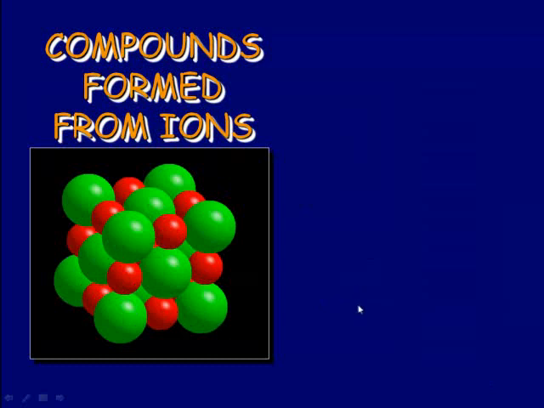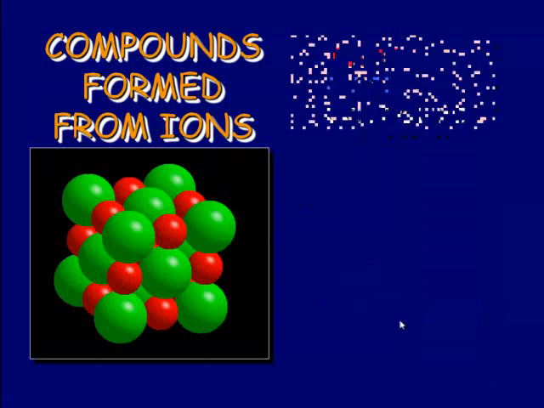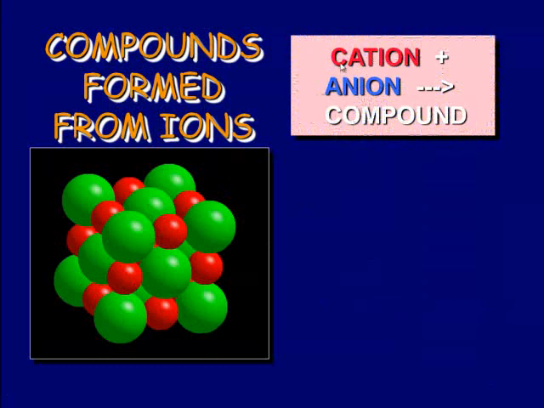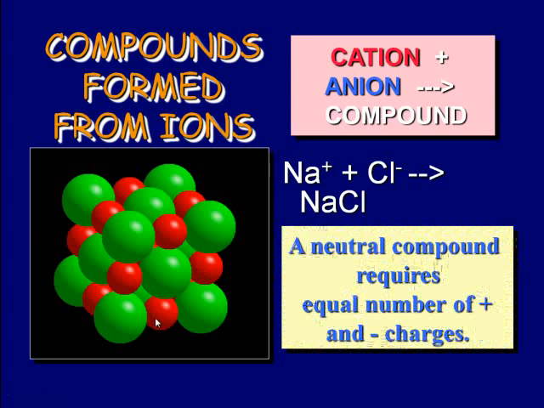Alright, now we're going to talk about naming ionic compounds. And ionic compounds are formed from ions, as the name suggests. A cation, which is a positive ion, with an anion makes an ionic compound. So for instance, a cation, a positive ion, would be sodium, a negative ion would be chloride, and when they form a compound, they're going to make sodium chloride. An ionic compound is a neutral compound that requires equal numbers of plus and minus charges, so it adds up to 0.